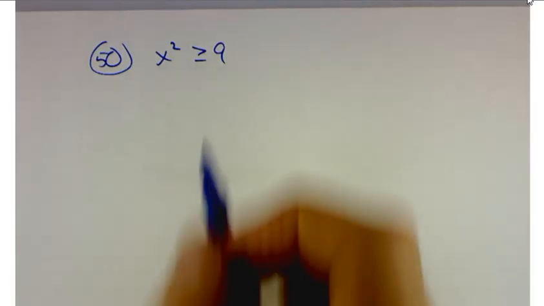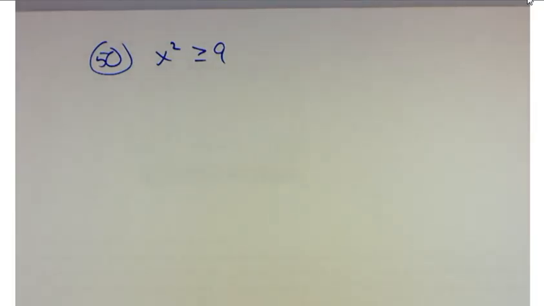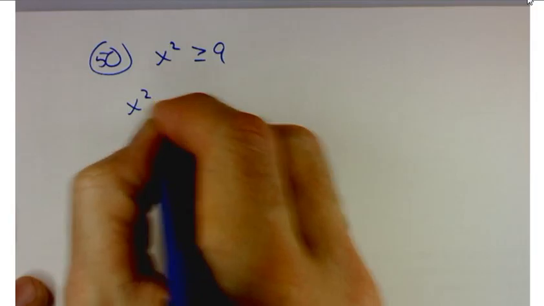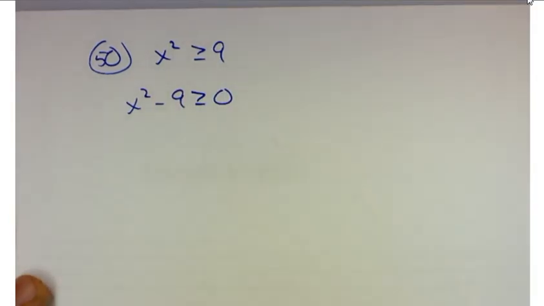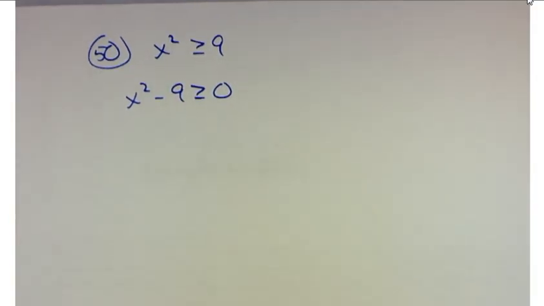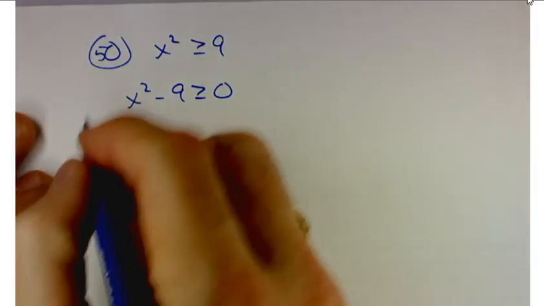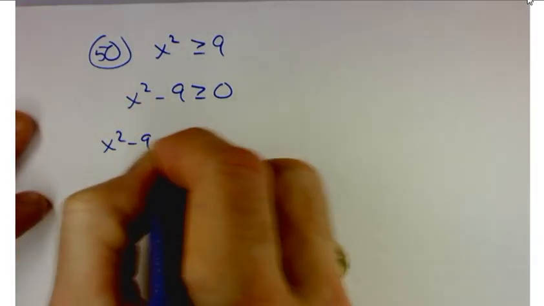So the first step we did on the last one was to get 0 on one side, right? So let me move the 9 to the other side. x squared minus 9 is greater than or equal to 0. What do we do after that? Yeah, we want to find out where this is actually equal to 0. Find out where x squared minus 9 equals 0.